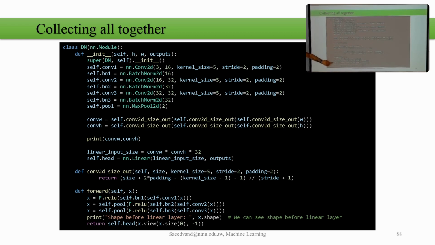Now let's see what the size and shape of the x is. I can print x.shape. I will see after applying all these calculations what shape, what size I have. And lastly, what we have here, the self.head, x.view, x.size. What does it do? This is just reshaping the size to one dimension so that I can use it. This is the whole implementation of the deep network.